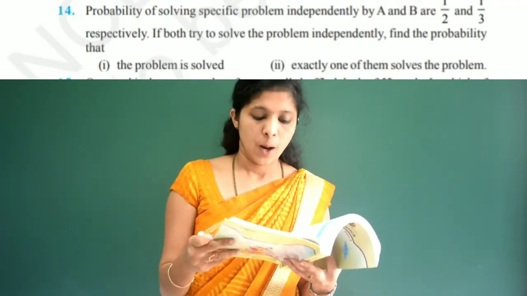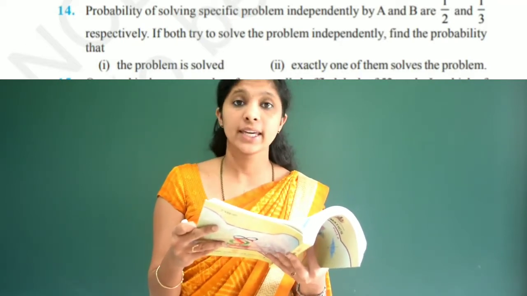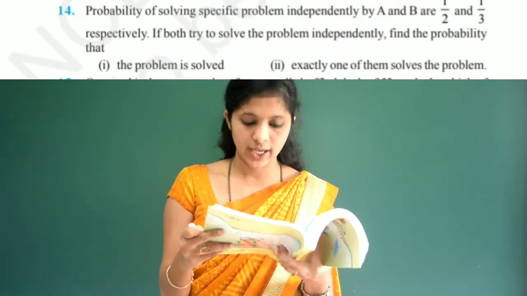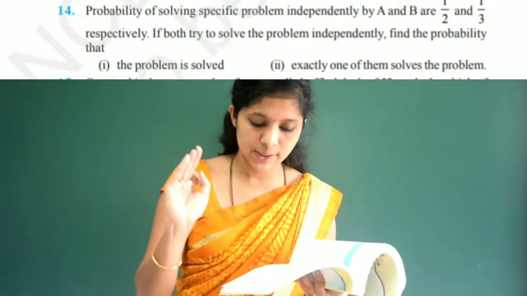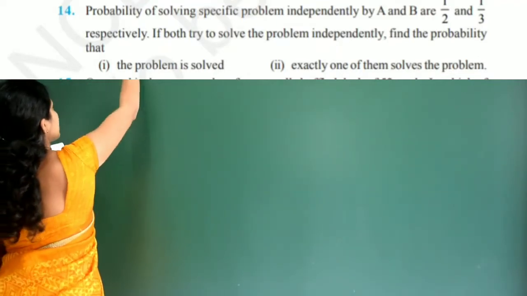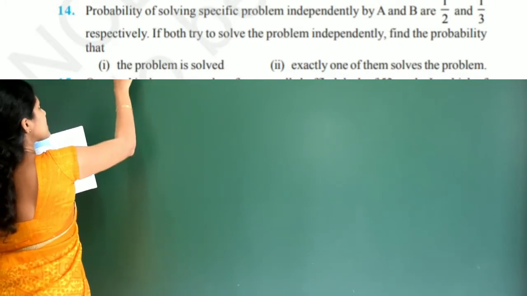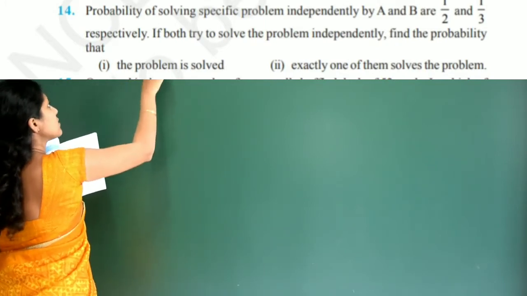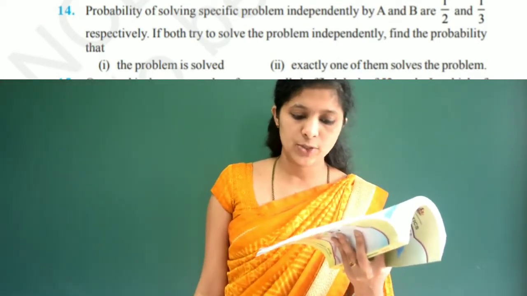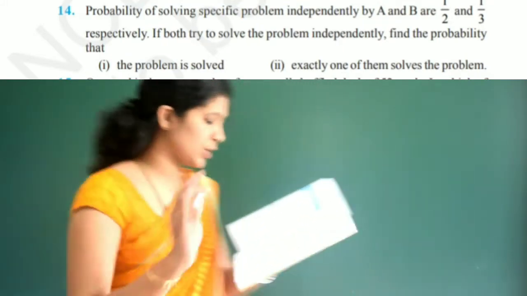The question is: the probability of solving a specific problem independently by A and B are 1 by 2 and 1 by 3 respectively. What is given? Probability of solving a specific problem independently: probability of A is given, it is equal to 1 by 2, and probability of B is given, it is equal to 1 by 3. Now if both try to solve the problem independently, find the probability that, there are two questions.